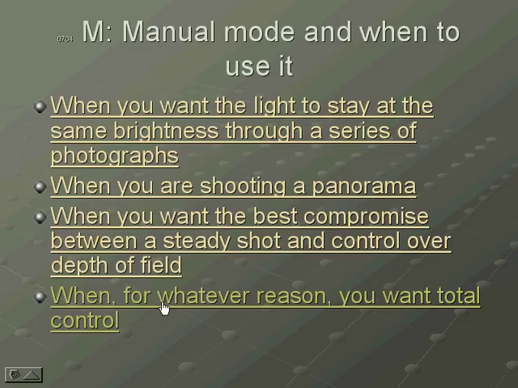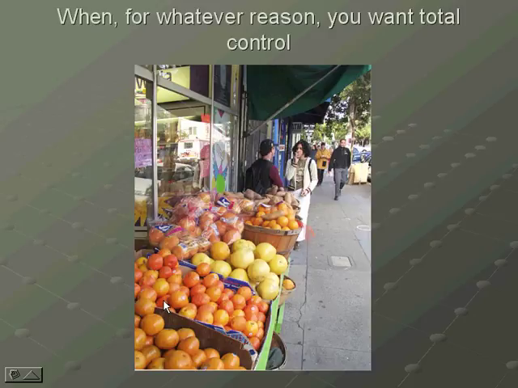Which brings us to the last point. You want to use manual mode when, for whatever reason, just because you want it that way, you want total control. I wanted to be able to stop the people that were walking down the sidewalk at the same time. I wanted all this fruit in the foreground to be razor sharp, so I needed a small aperture, but I didn't want too slow a shutter speed or all the people in the background would have been blurred.